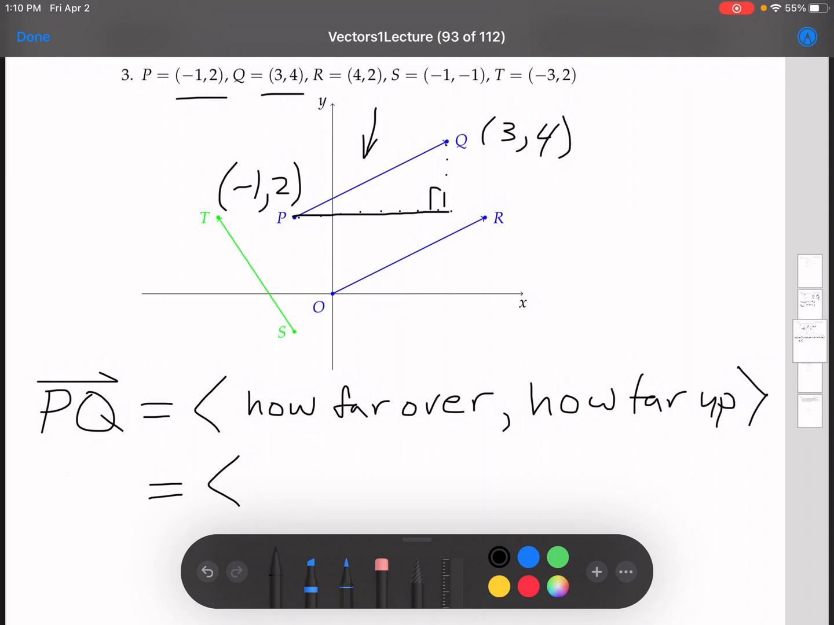And a way to figure that out all the time is to take the x-coordinate of the terminal point, in this case 3, and subtract the x-coordinate of the initial point, in this case -1. And notice that in fact 3 minus -1 is 4. So now how far up?